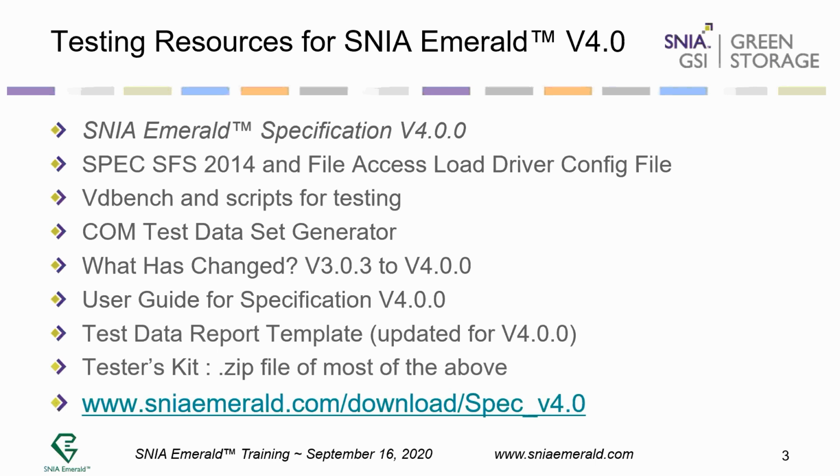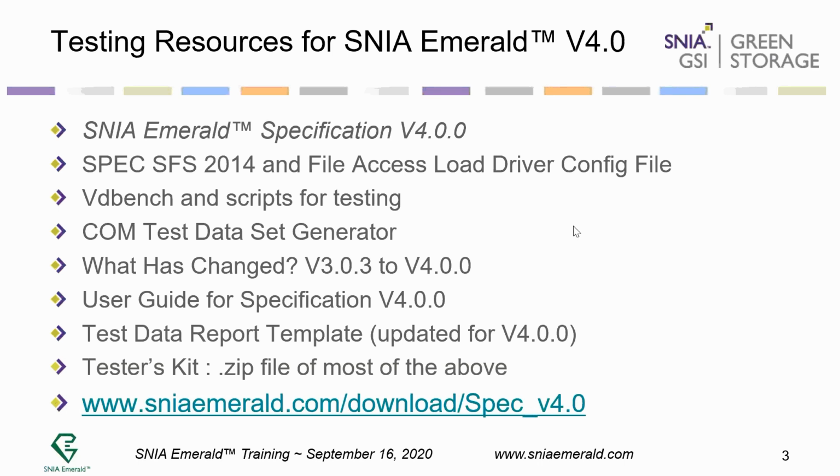These are all available on the SNIA Emerald website listed at the bottom of the page, and they include everything from the specification, scripts for VDBench, information and a script for Spec SFS for file testing, the ComTest dataset generator software, a new document articulating changes between version 3 and version 4 of Emerald, an updated user guide for version 4, an updated test data report template for version 4, and a tester's kit that's a single zip file that contains most of the above, I believe everything but Spec SFS 2014, which for legal reasons we cannot include.